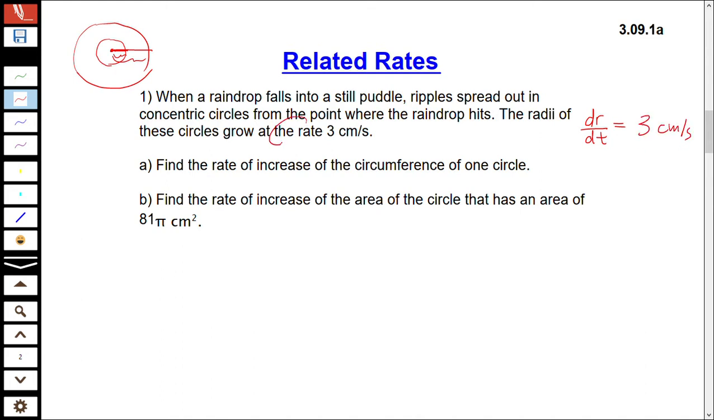So that's going to be 3 centimeters per second. And it says it grows at this rate, so this value is going to be a positive number, but I'm not going to bother putting the positive because 3 already means it's positive. Okay, so that's what's given in the question.